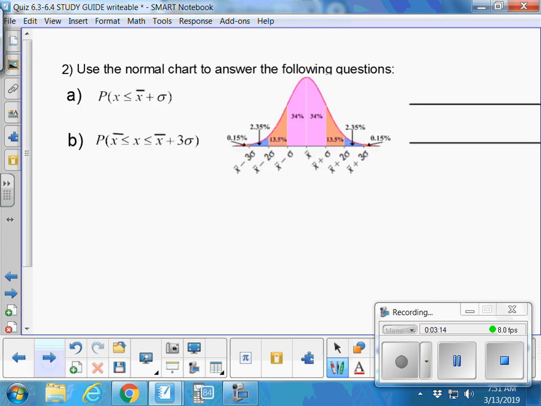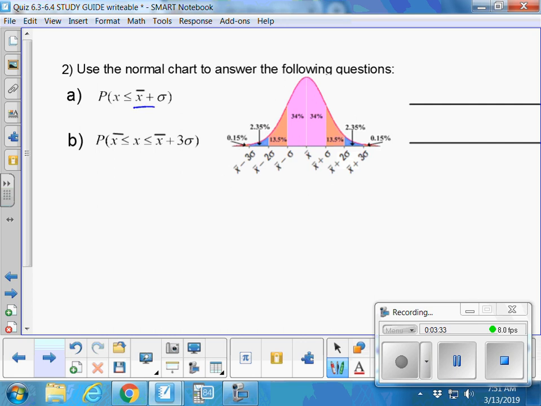All right, number 2. Use the normal chart picture below to answer the following questions. All right, these questions are kind of hard to comprehend, but they make sense if you know what you're doing. What's the probability of selecting an x value that lives below x bar plus 1 sigma?